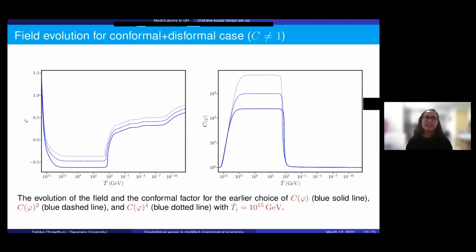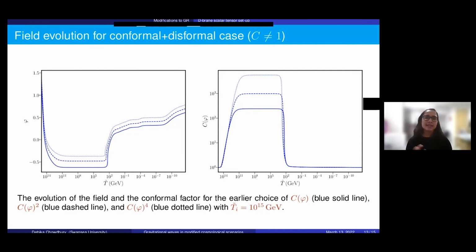The last case that I will consider is the field evolution for the conformal plus disformal case. This is again a D-brane scenario, but instead of putting the conformal factor to 1, which we had done in the previous case, here we choose the same conformal factor that we had chosen for the first case. So that conformal factor is dependent on phi. Since the conformal factor is dependent on phi, due to the normalization condition, the disformal factor will also be dependent on phi, but they will always be related by the normalization.